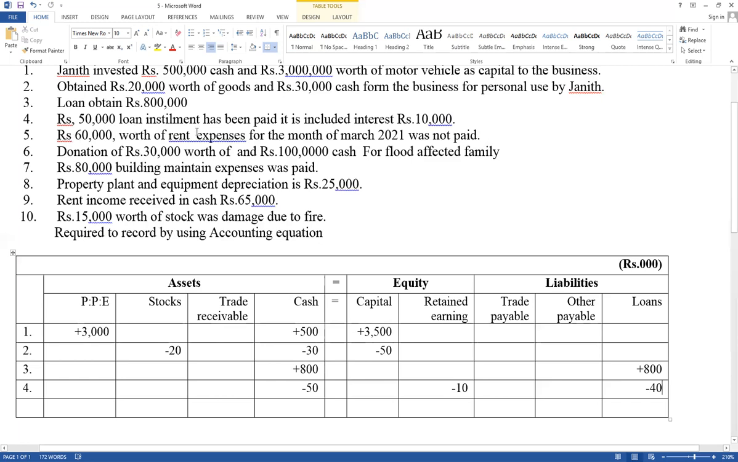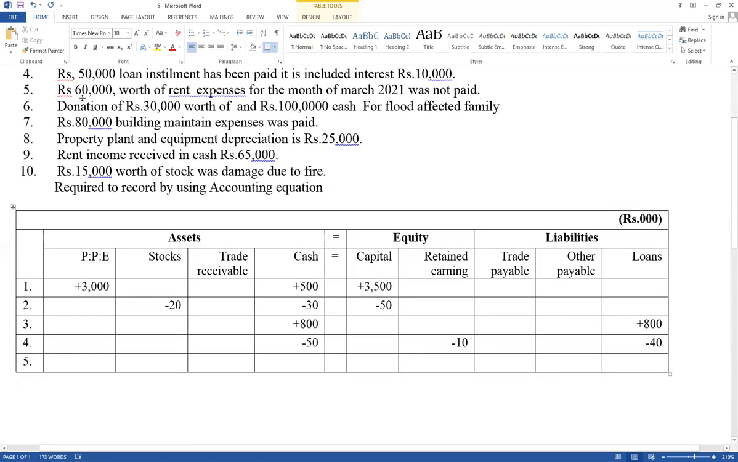Rupees 60,000 worth of rent expense for the month of March 2021 was not paid. It has given information for the month of March, but the rent expense was not paid. Paid or not, we have to consider it as an expense, because the rent expense is relevant for this month. Think about transaction 5: 60,000 worth of rent expense for March 2021, but not paid. Paid or not, it is relevant for this month. Therefore, it should be considered as an expense.